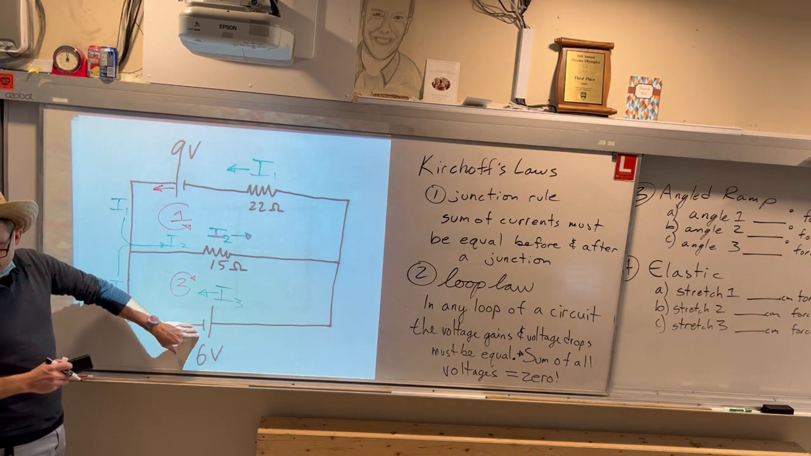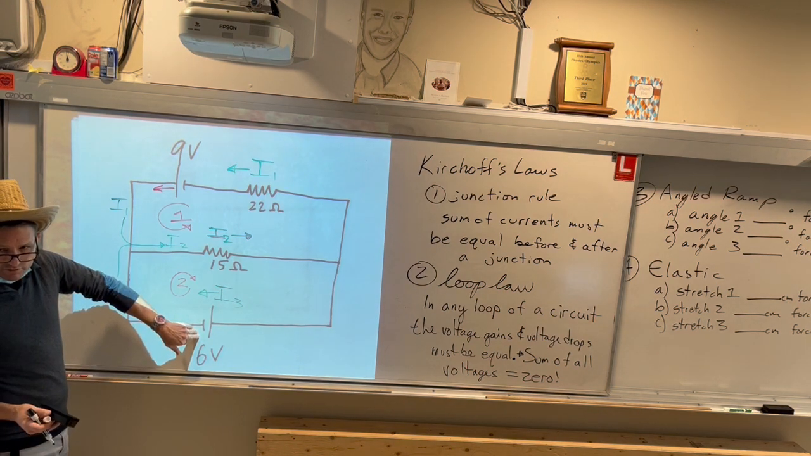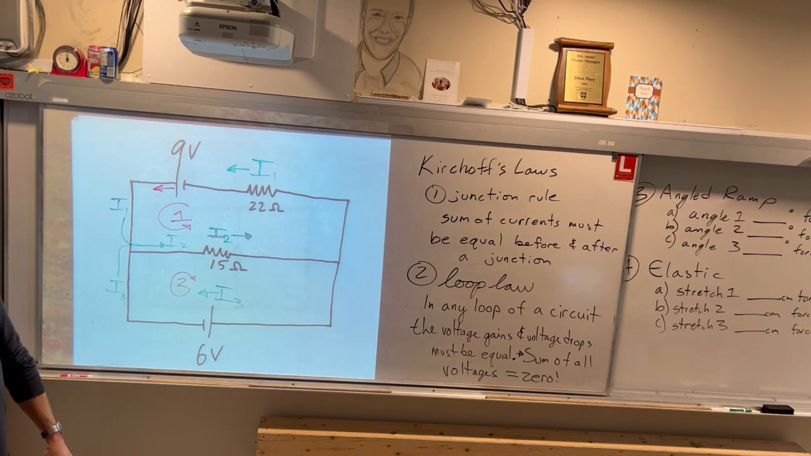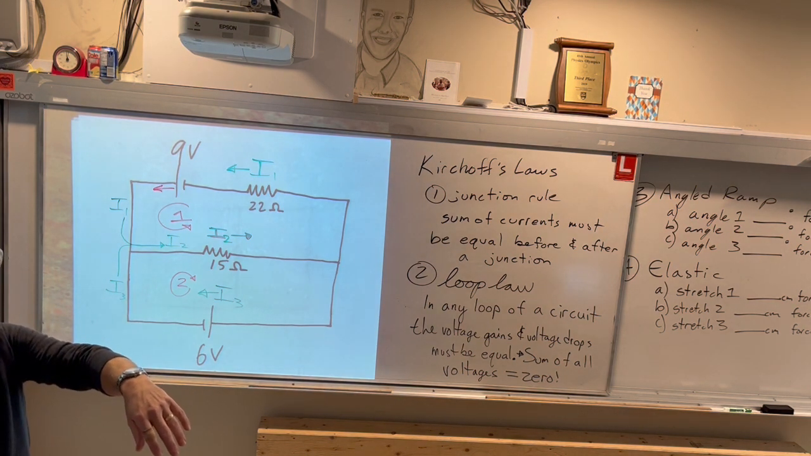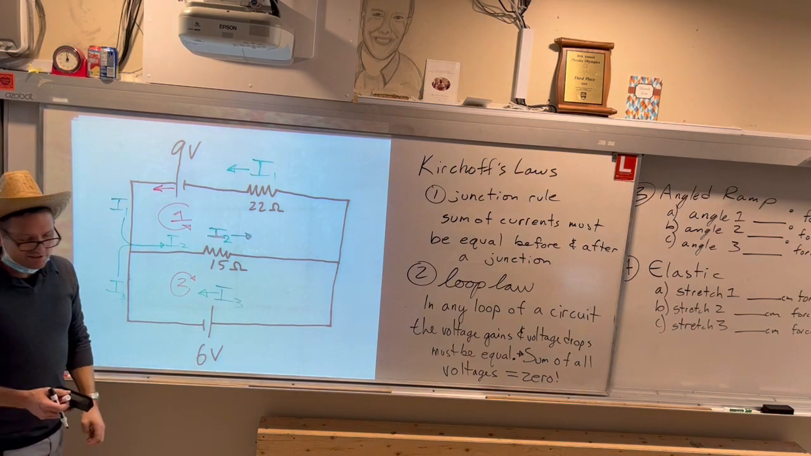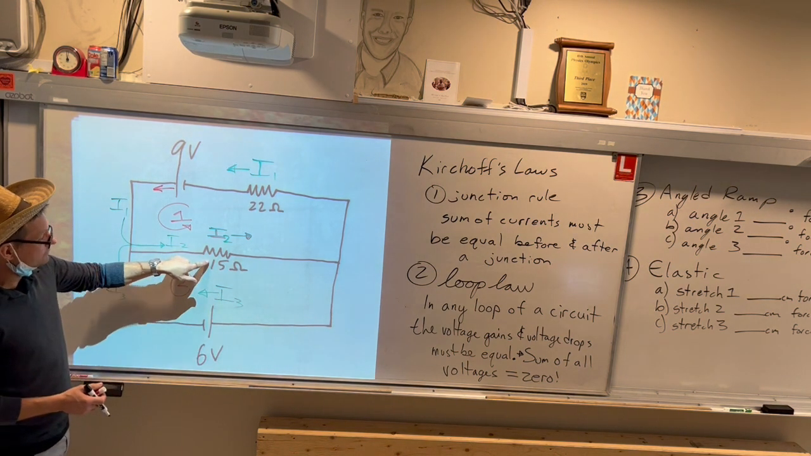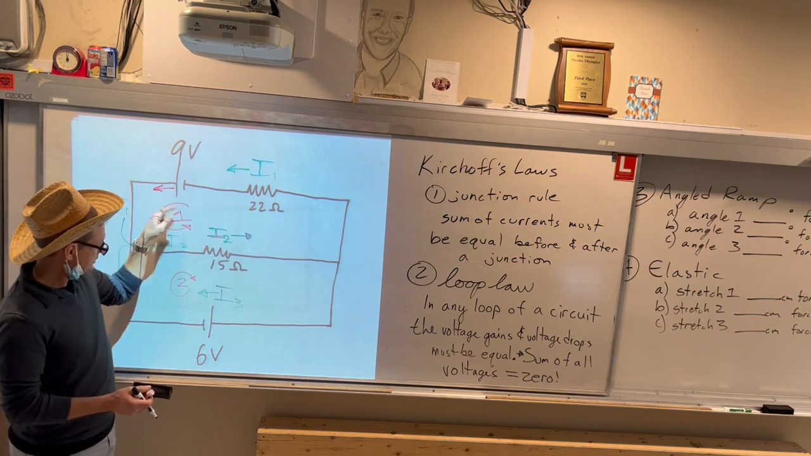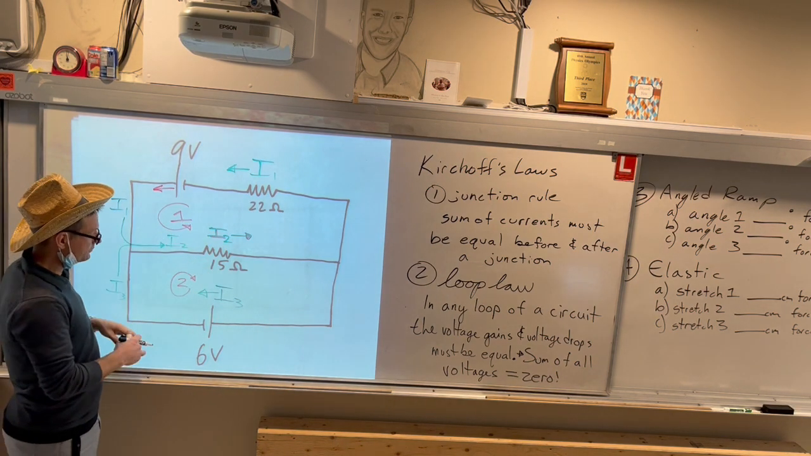Actually, the 6 volt is gonna win, right? It's a lower voltage, so why does it win? Alex? Because the current is bigger. Sorry, say that again. Look at the resistance. The 6 volt only has to go through one resistor, and it's 15. But if you look at this loop, that would be 37, right? That's a lot of resistance to go through. So the 6 volt actually wins.